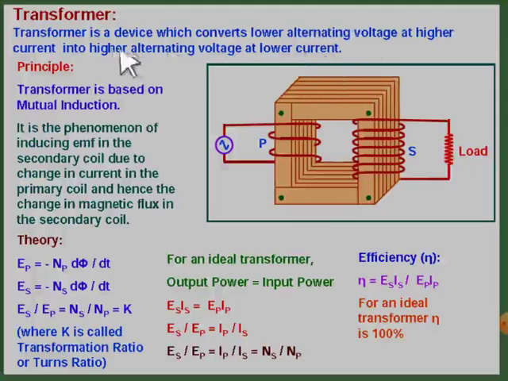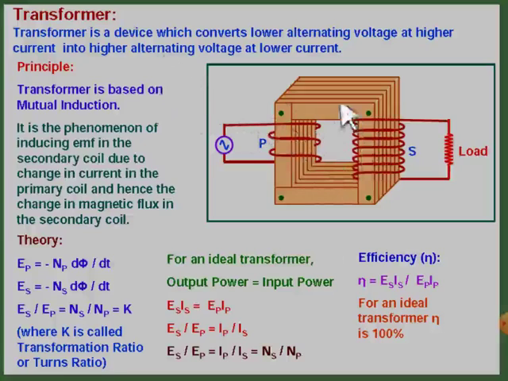So these terms, higher current and lower current, are very important. When we change the alternating voltage into a higher alternating voltage, it is at the cost of the current only. The current can be varied and the voltage will also change, provided that the power remains the same. That means output power and input power remain the same. So let's go directly to the principle.